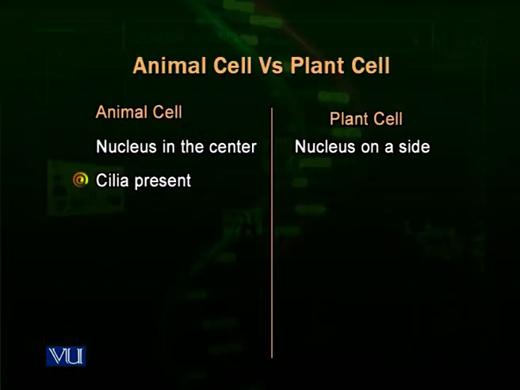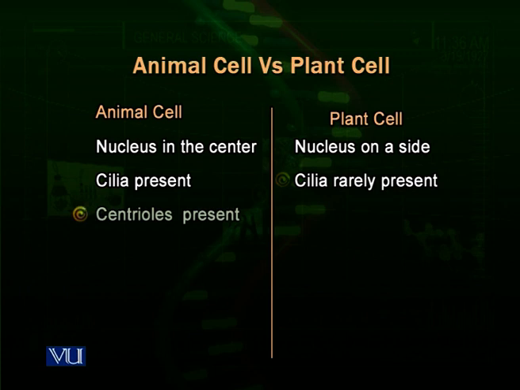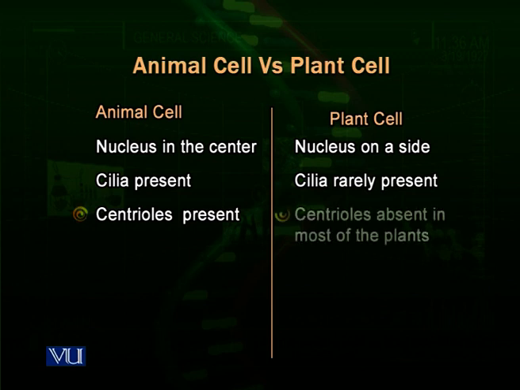In animal cells, cilia are usually present, but in plant cells, cilia are rarely present. Animal cells do have centrioles, which we know act in cell division. Centrioles are not present in most of the plant cells, but in a few lower plants, centrioles are present.